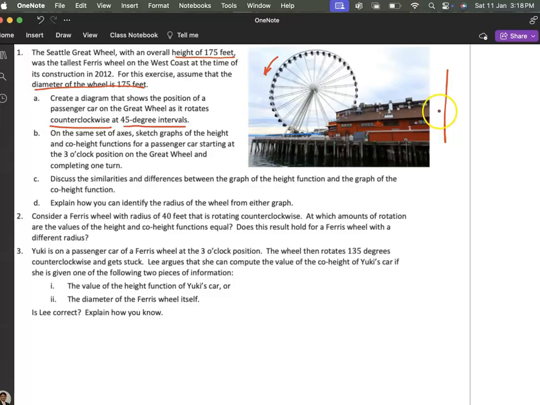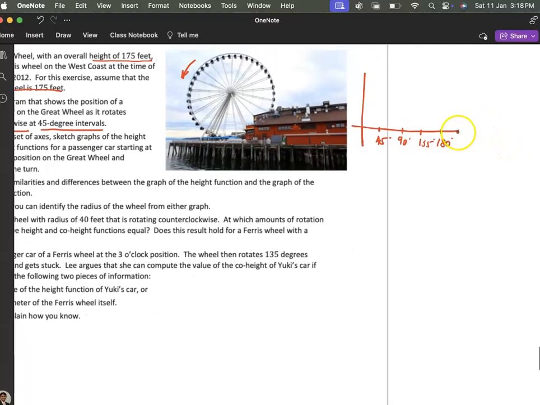So let's draw this. This is 45, then 90, 90 plus 45 is 135, 135 plus 45 is 180. 360 is one cycle. Then 180 plus 45 is 225, then 270, then 315, and then 360.